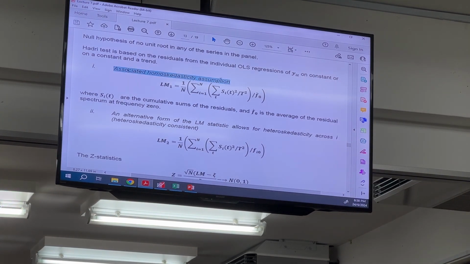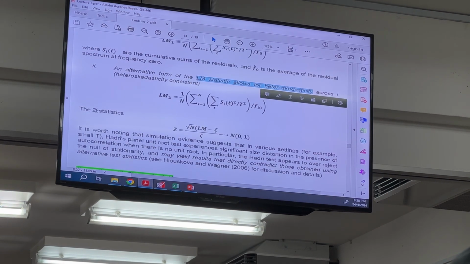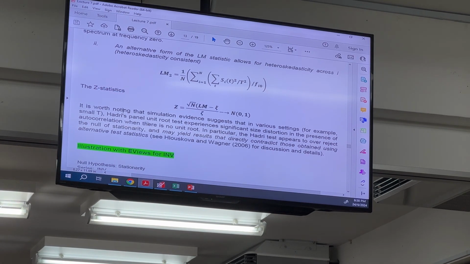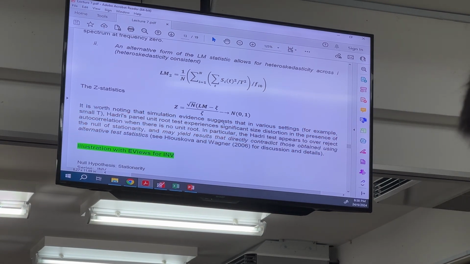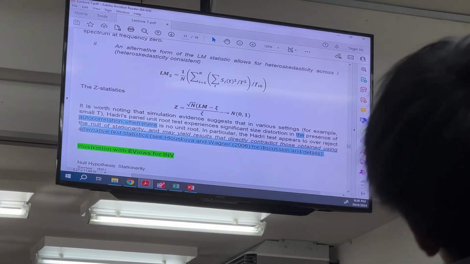So again, there are two different things. One is the homoscedastic assumption, and the other is a test that allows for heteroscedasticity. These are the two different test statistics. You have to bear in mind that some researchers, based on simulation exercises, found that Hadri, for example, experiences significant size distortion when there is autocorrelation, when there is a non-unit root.